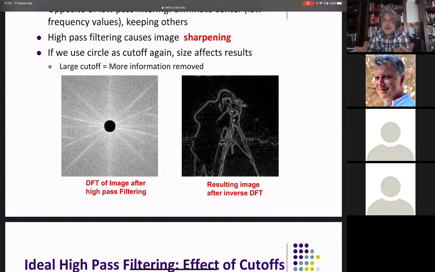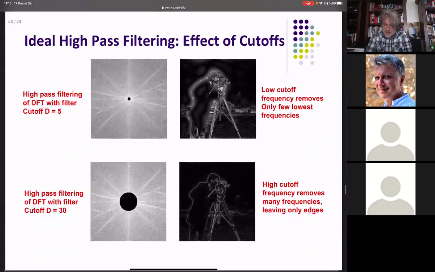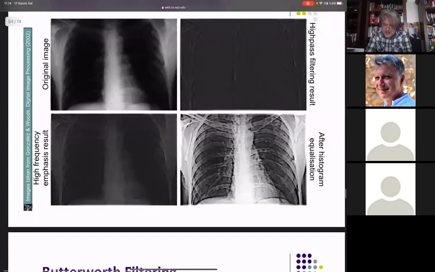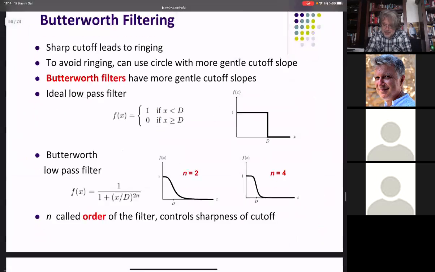High pass filtering eliminates the DC coefficient, and look at the image. It's not a sharper image. It's not even the image of the cameraman. It only contains the edges. Okay, those are some various examples of high pass filtering, low pass filtering, etc.